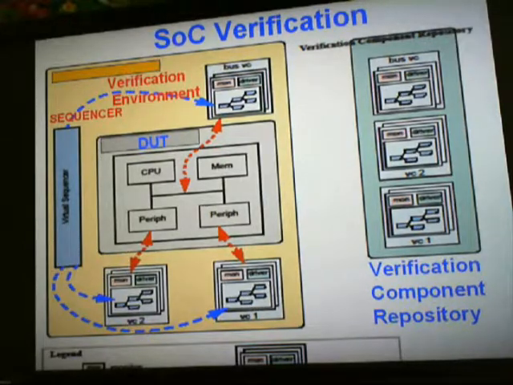Universal verification methodology provides the framework to achieve coverage-driven verification. It combines automatic test generation, self-checking test bench, and coverage metrics. The test bench is composed of reusable verification components. Here I illustrate a verification environment with 3 interface verification components. It can be stored in a repository to be reused later.